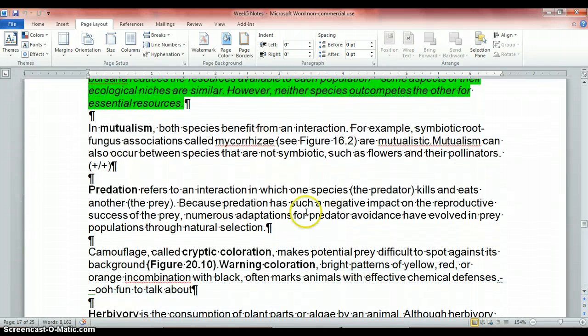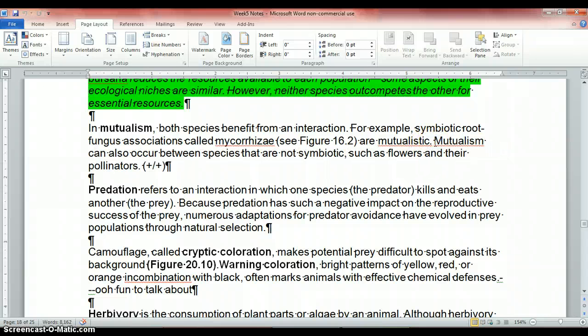So let's talk about mutualism. This is when both species benefit from an interaction. For example, symbiotic root fungi associate with plants as mycorrhizae and are mutualistic. Mutualism can also occur between species that are not symbiotic, such as flowers and their pollinators. You could also look at this as the flowers being kind of the predators of the pollinators, to get them to come over. Depends on how you look at it.